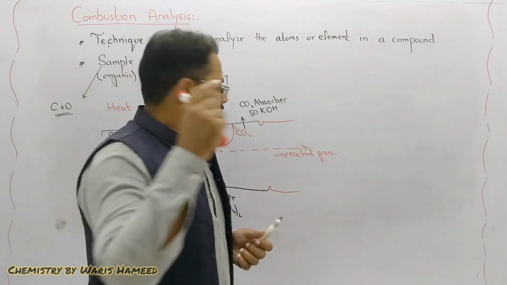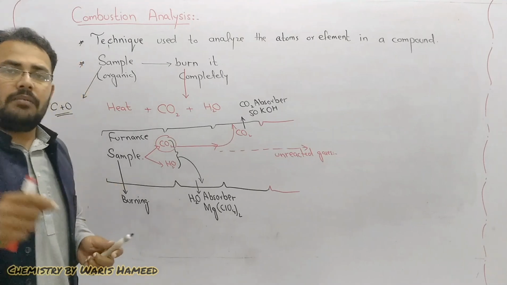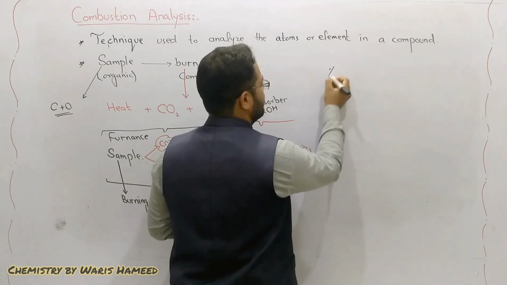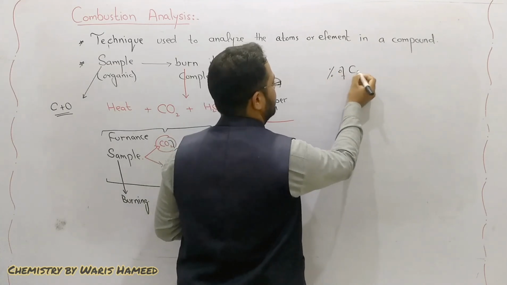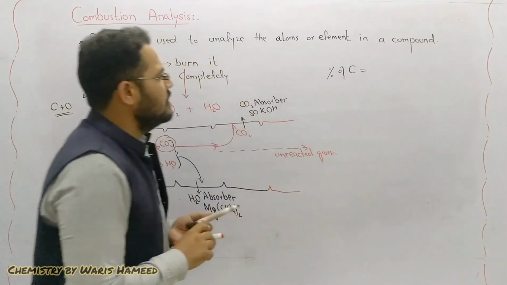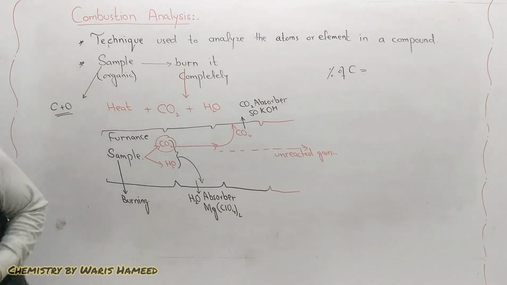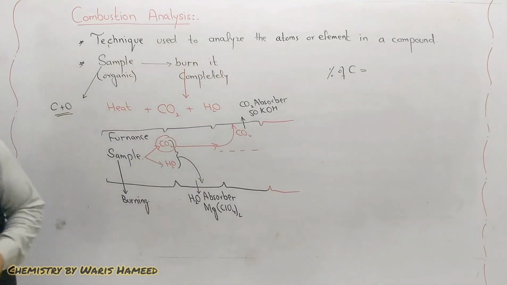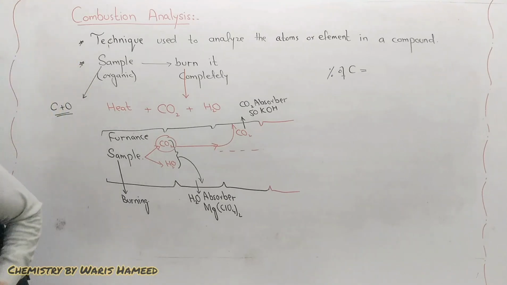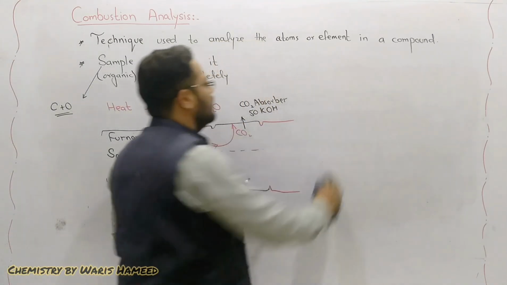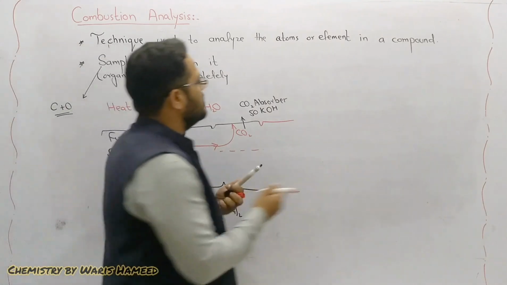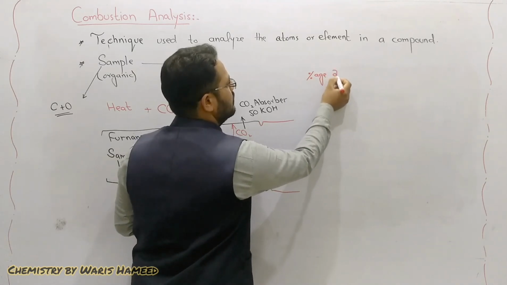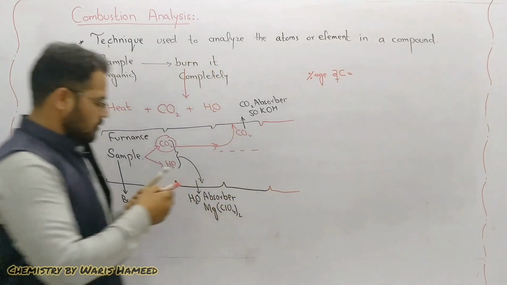Now we can analyze the amount of carbon, the amount of oxygen, and the amount of hydrogen. We can analyze them by a formula. First is the percentage of carbon is equal to. What formula can be used for this? I should write it here. Wait for a while. Percentage of carbon.